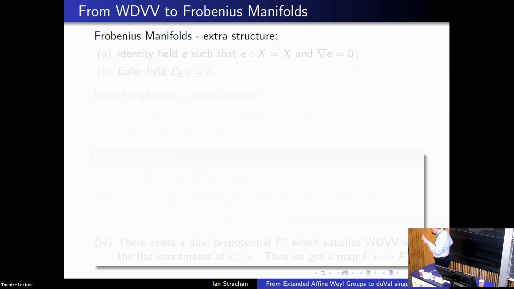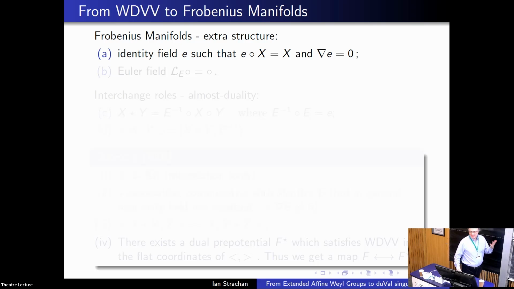I wanted to stress that this is with all four WDVV equations, not for Frobenius manifolds. Of course, WDVV is a central part of the definition of a Frobenius manifold, but there are extra ingredients as well. I'm not going to write out all the extra ingredients, but the important point is that the identity field has to be covariantly constant, and also that there's an Euler field such that the multiplication is invariant under the flows generated by the Euler vector field. From that, you get a stronger notion, the notion of a Frobenius manifold. We've already seen this definition in Alessandro's talk.